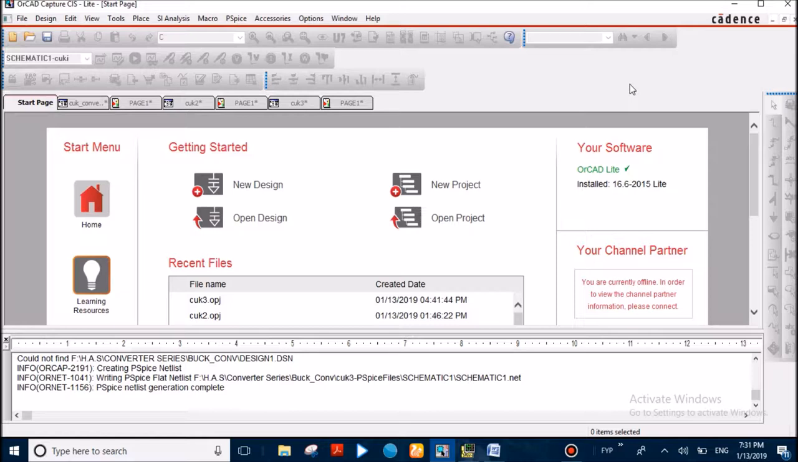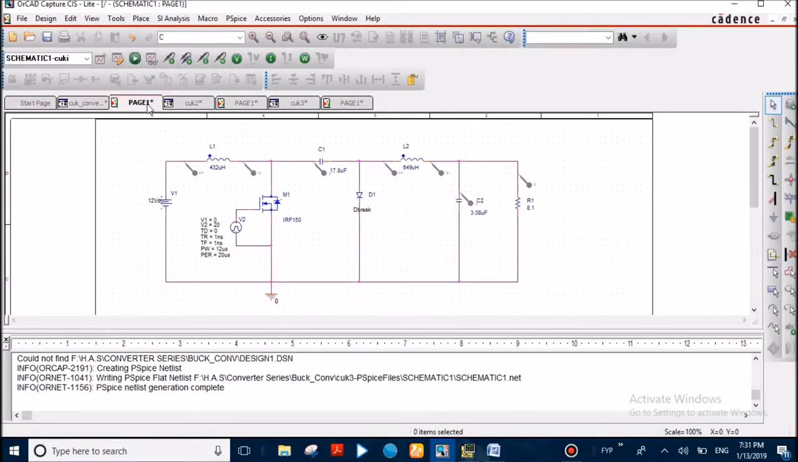We are H.A.S. Today we are going to sum up our converter concepts with the help of higher order converters, meaning containing more than one inductor and capacitor, named Cuk Converter. And this is our circuit.